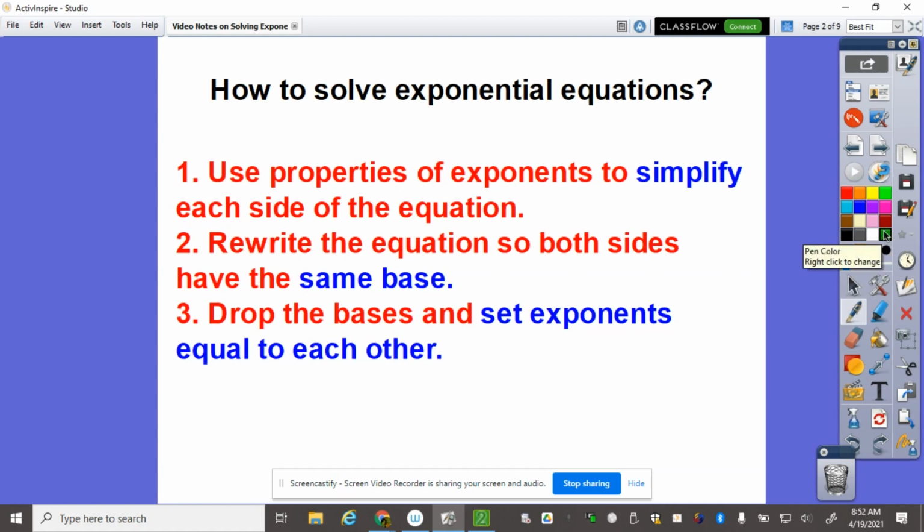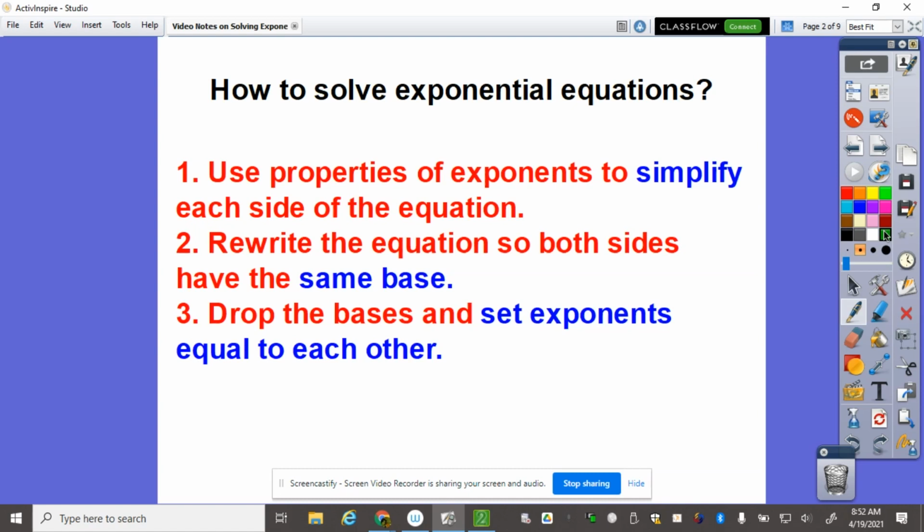First, you have to use the properties of exponents to simplify each side of the equation. So when you're given an equation, on the left side, you have to simplify whatever you can combine and apply the rules of exponents, and also on the right side. Now, when they're all simplified, you go to step two. Rewrite the equation so both sides have the same base. The idea is to make their bases the same.